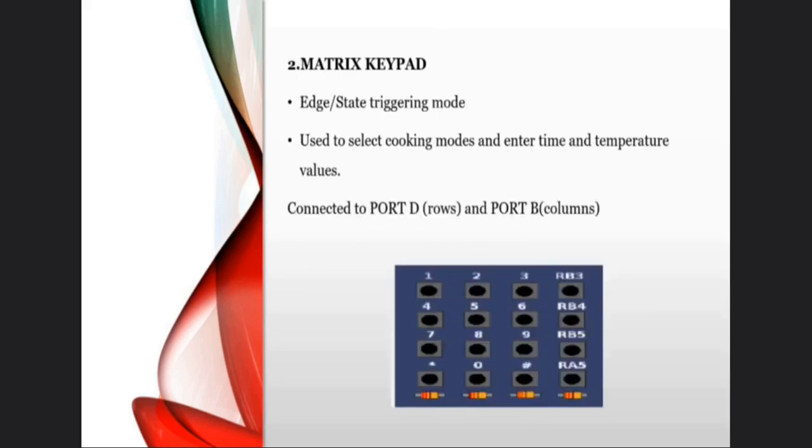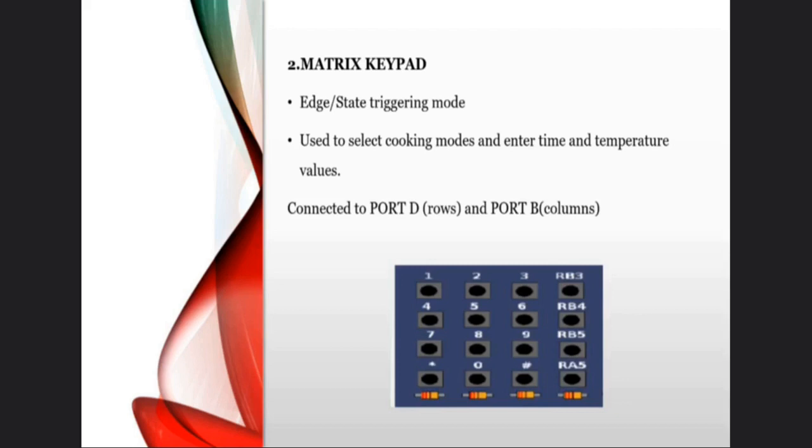The second peripheral we are going to discuss is the matrix keypad. It uses tactile keys. In a matrix keypad there are 12 keys, that is 4 rows and 3 columns. In this project we use the matrix keypad to select cooking modes, time and temperature values. Port D from RD0 to RD3 are considered as rows. Port B from RB0 to RB2 are considered as columns.